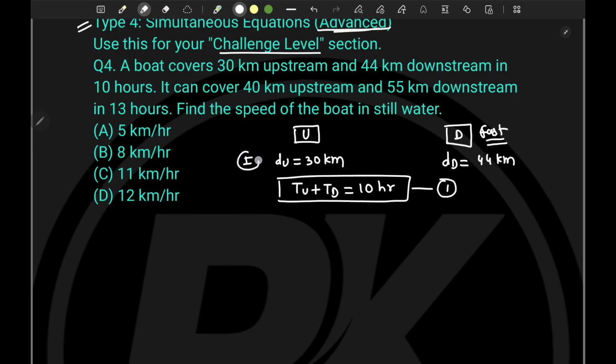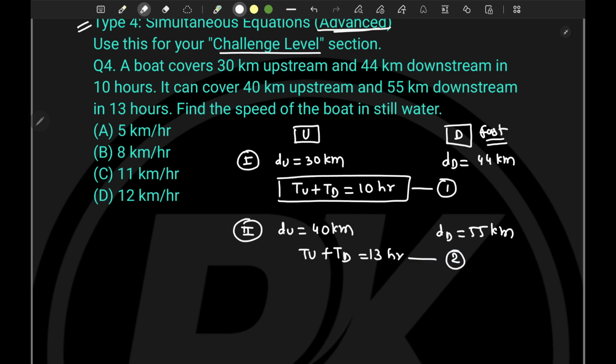Okay, so this is the first condition and that is the first equation. Now secondly, what they have given is it can cover 40 kilometer in upstream and 55 kilometer in downstream in 13 hours. Now again tu plus td is given as 13 hours. So this is equation number 2.